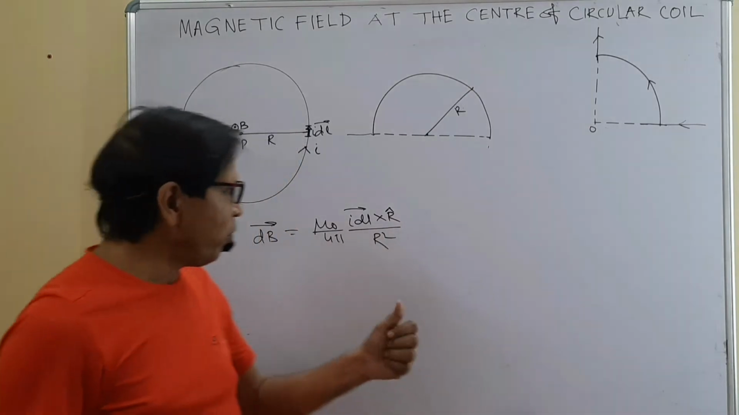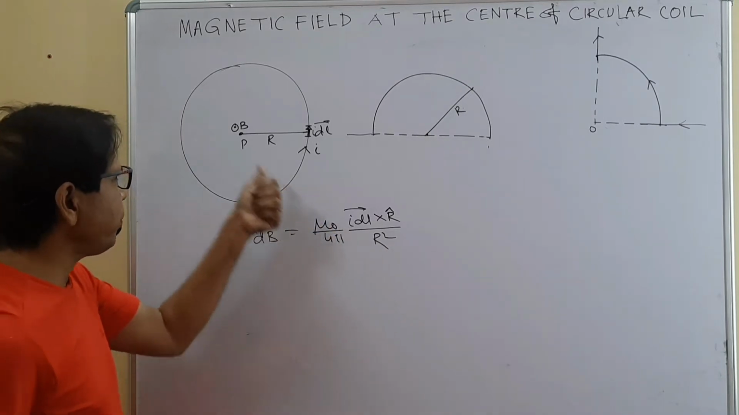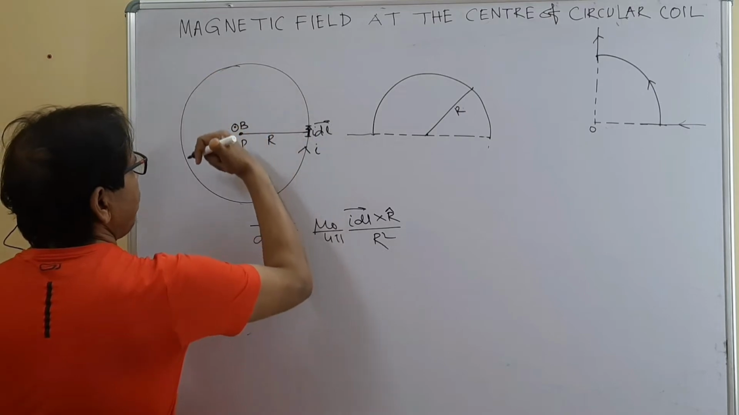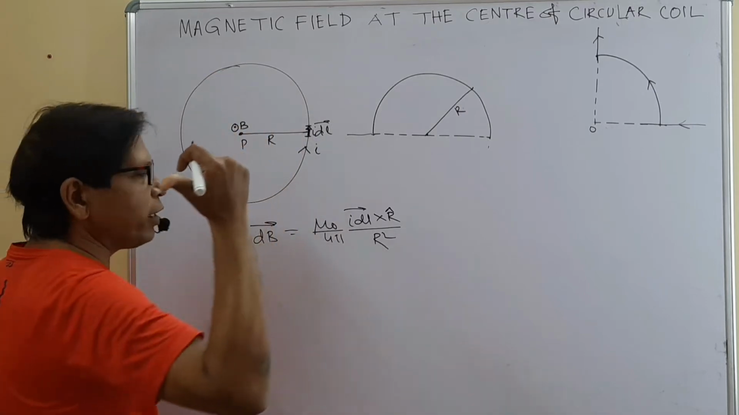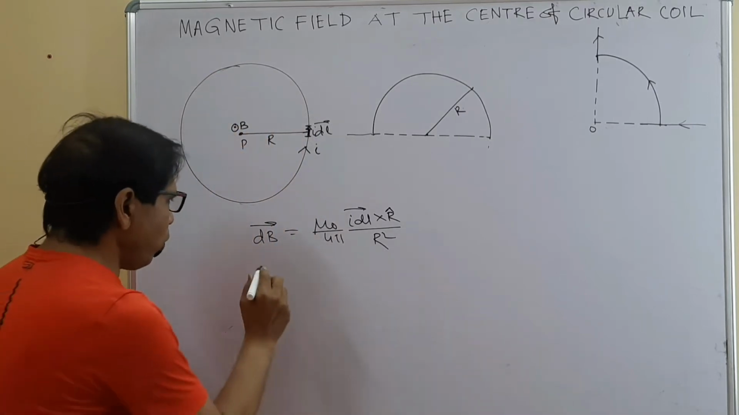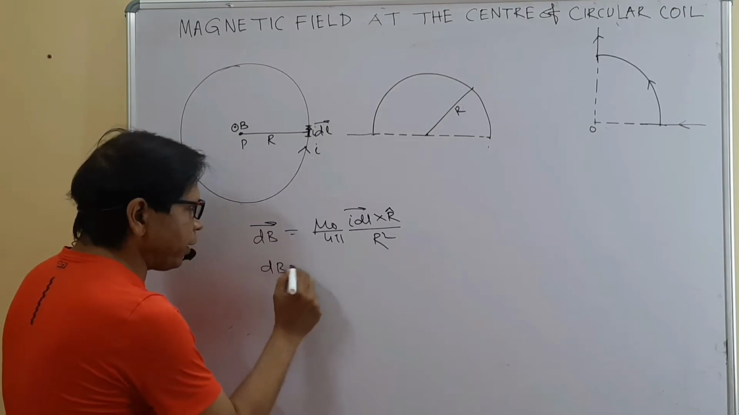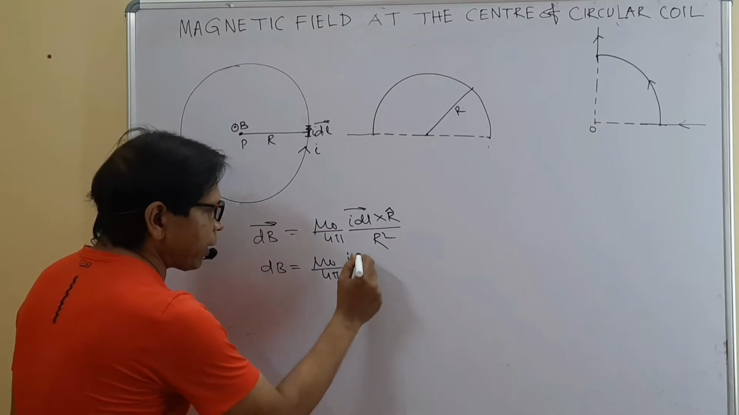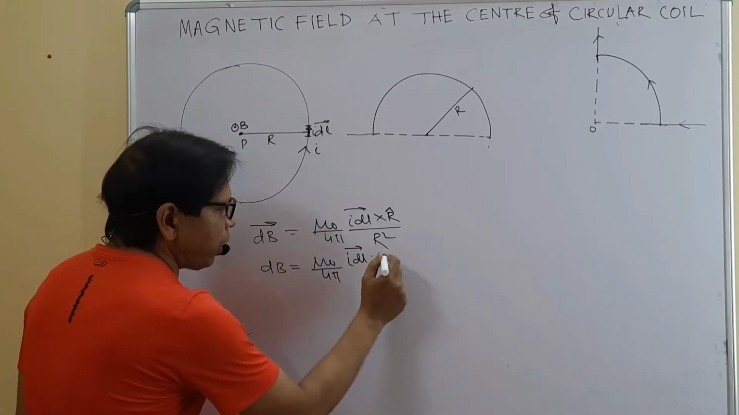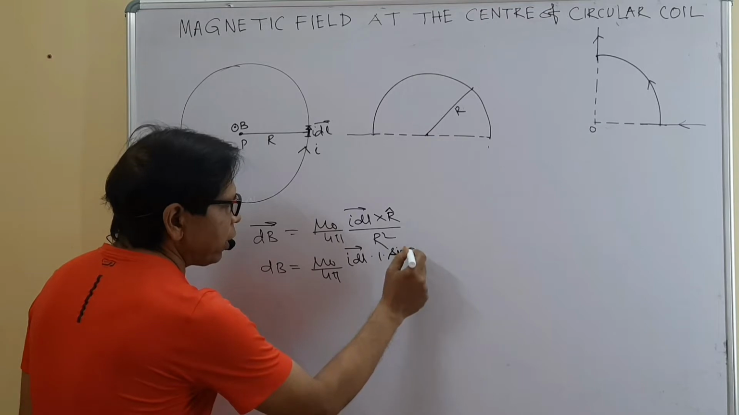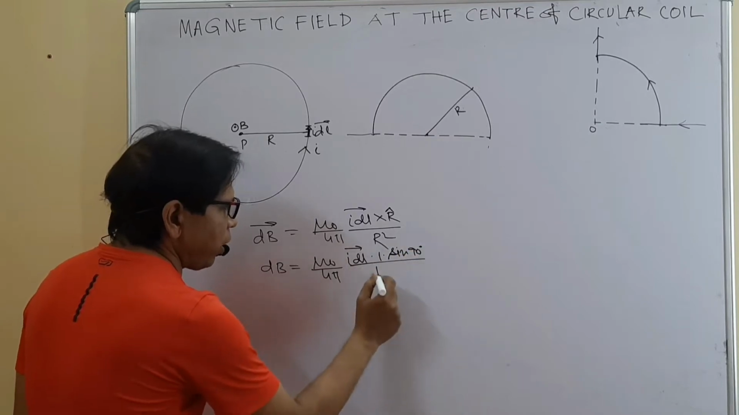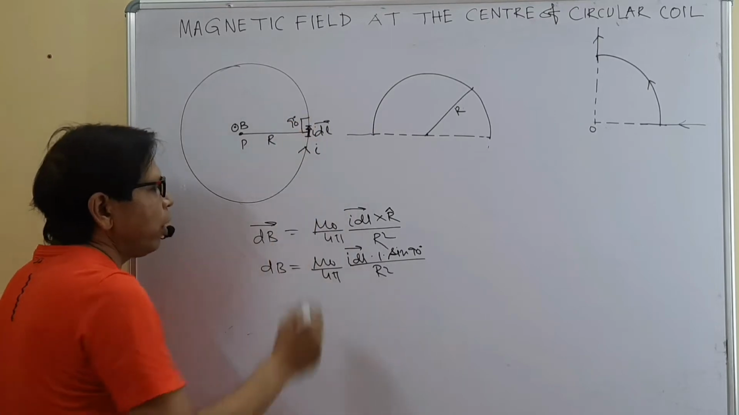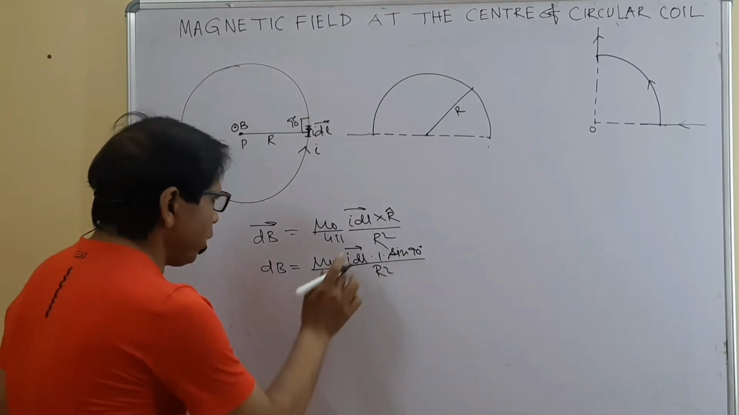Now the direction of magnetic field at the center is normal to the plane of the paper and it is outward. So dB equals mu naught by 4 pi, I dl into sin 90 degrees divided by r squared. Look at this, this angle is 90 degrees.